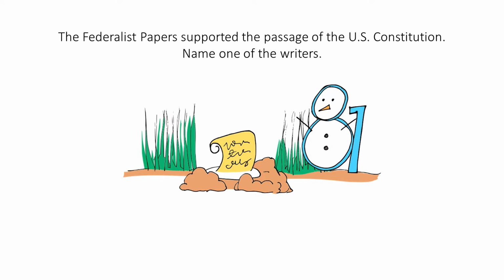The Federalist Papers supported the passage of the U.S. Constitution. Name one of the writers. J. When you hear this question, imagine that a blue jay passes by the Constitution. He writes a J by pooping on the paper.